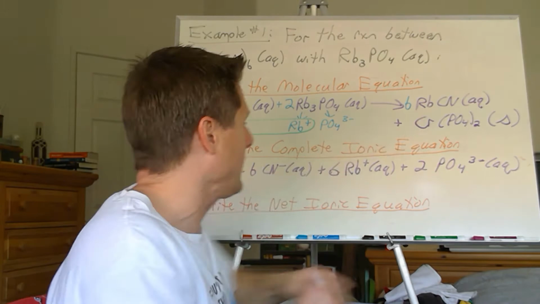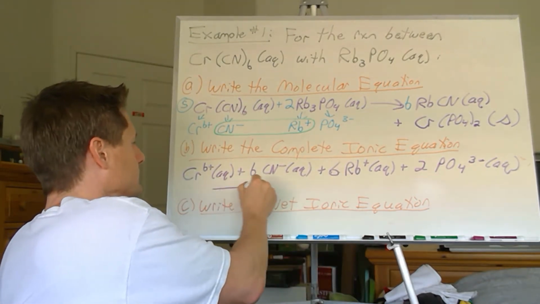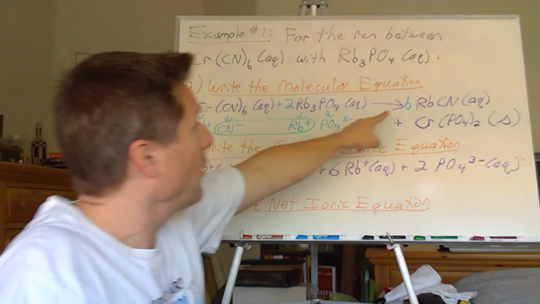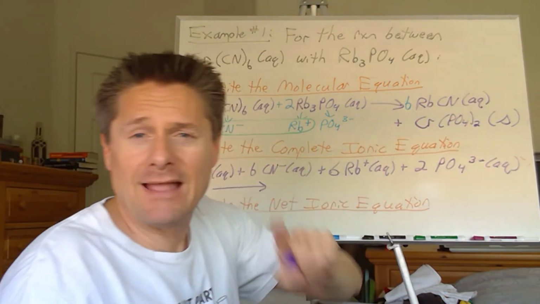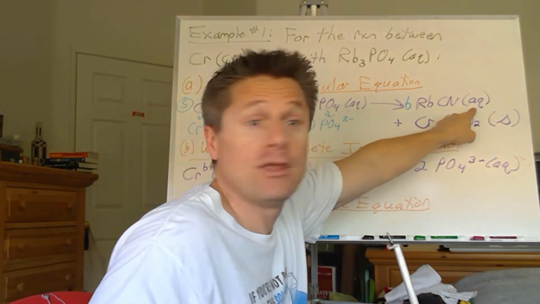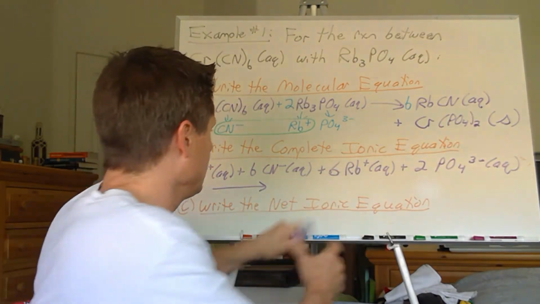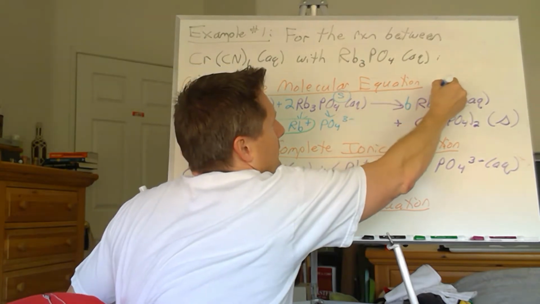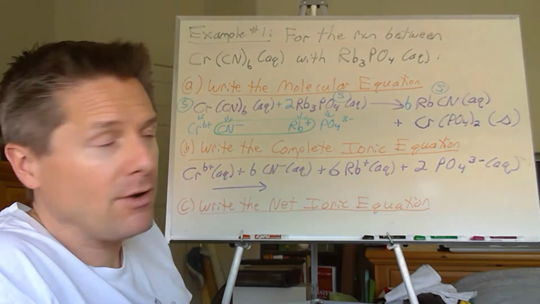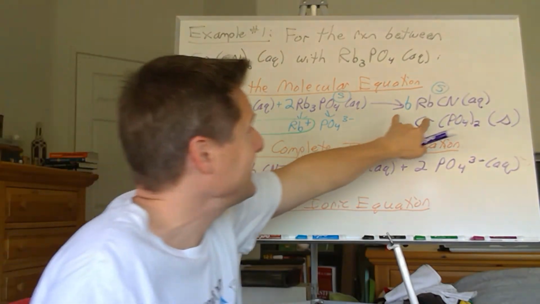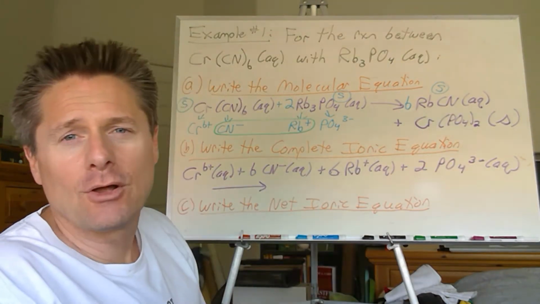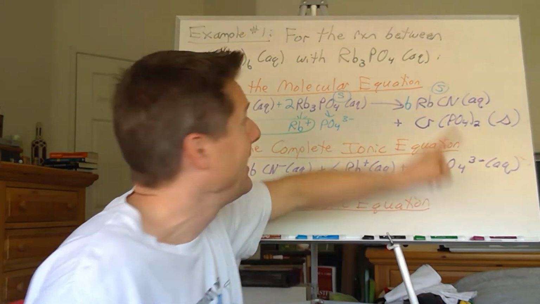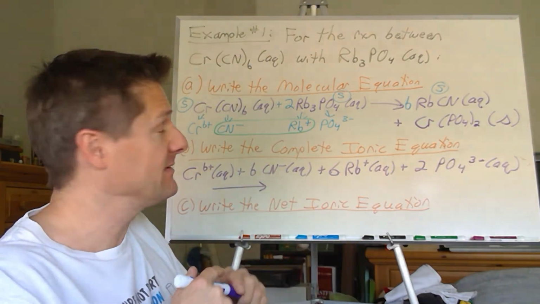Now let's look at our products. If you can do it all the way across, do it. I ran out of room. So rubidium cyanide is an ionic compound. It's soluble, so it's a strong electrolyte. Let's write that down. So this one was strong. This one is strong. Are you seeing a pattern? So what does 6 moles of rubidium cyanide look like in solution when it dissociates? I'm going to get 6 rubidium ions and 6 cyanide ions moving separately from each other.